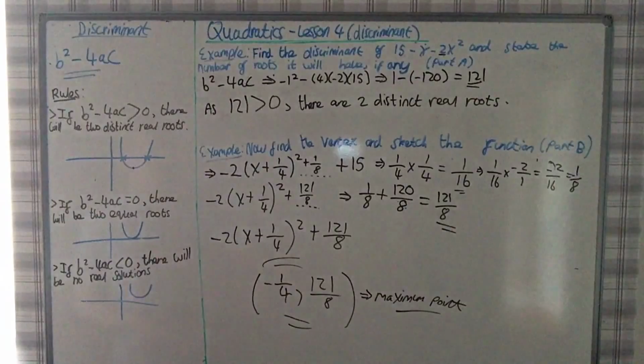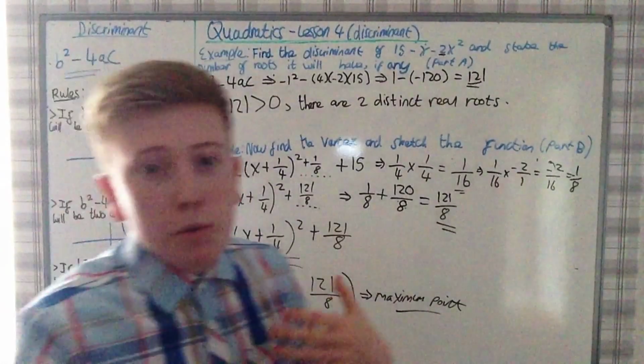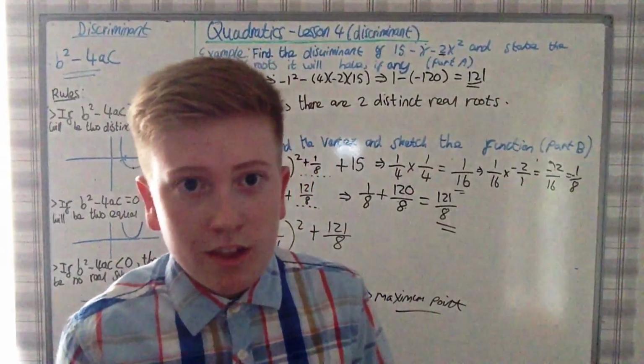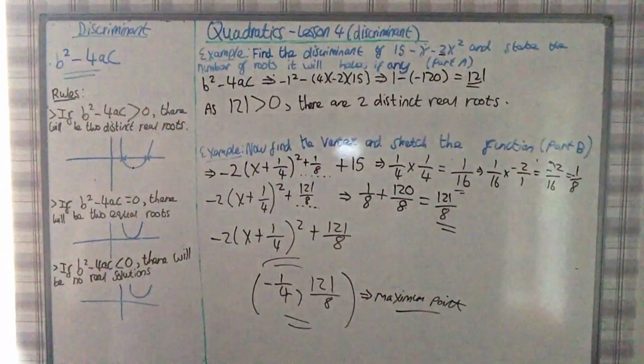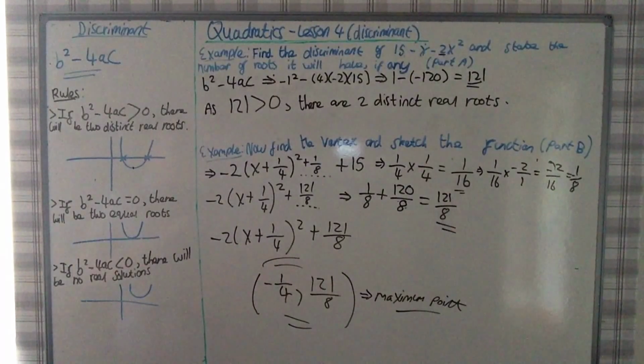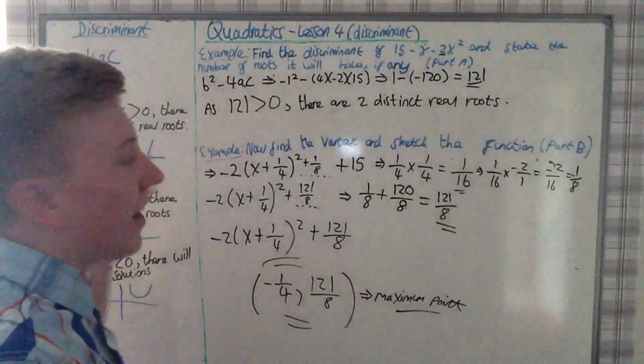So thanks a lot, guys. That's lesson 4 on the discriminant. In the next lesson of quadratics, we'll be looking at quadratic inequalities and how we can use them to find the points where a graph is increasing or where it is decreasing and converging towards a vertex. I'll show you exactly what we mean in the next lesson, but that's it for now.